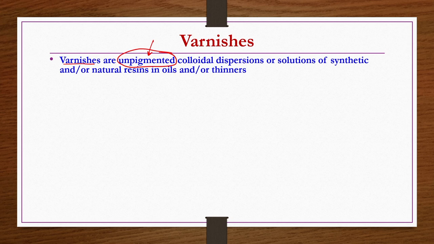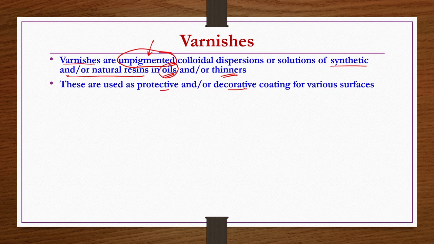Now, if they are unpigmented, how are they prepared? They are prepared from solutions of synthetic or natural resins in oils and/or thinners. The oils help with surface forming ability, and with drying the layer that has been formed. Thinner is sometimes required to achieve the required thinness of the varnish or the product. Since they are solutions of synthetic or natural resins in oils or thinners, they are used for protective as well as decorative purposes.